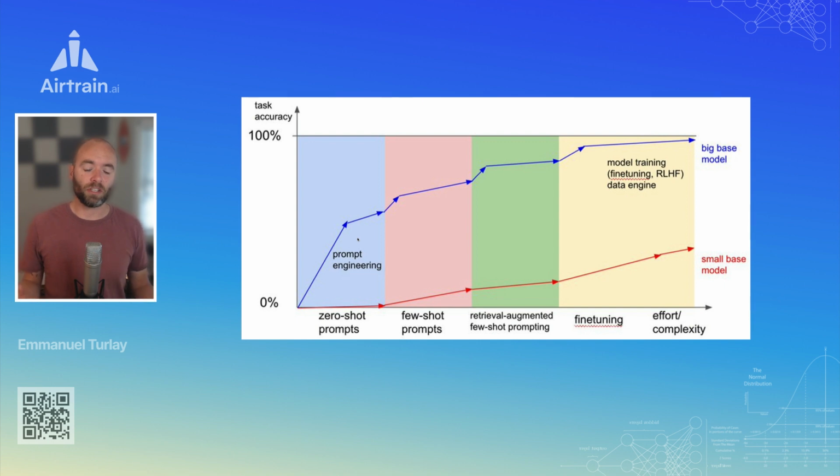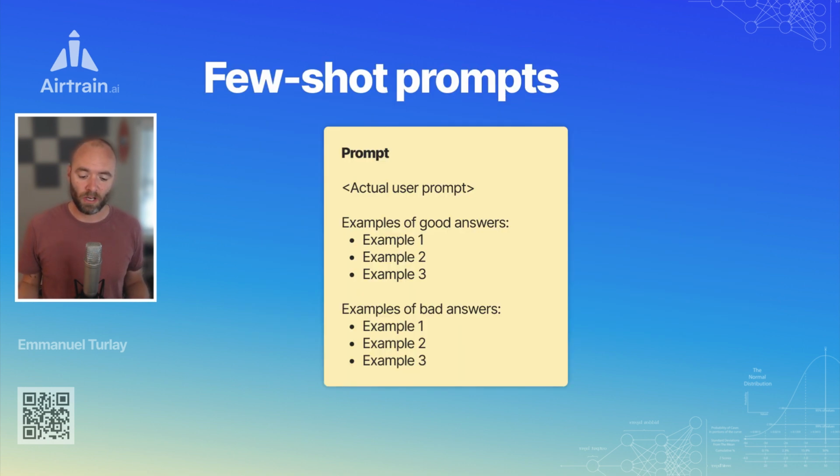Now, the next thing you can do to improve your model performance is what they call few-shot prompts. Maybe you've heard about this few-shot learning. The idea behind few-shot prompts is that inside your prompt, you are teaching the model what is a good answer for the question and what is a bad answer for the question. As part of your prompts, you're giving your model guidelines as to how you want the model to respond.